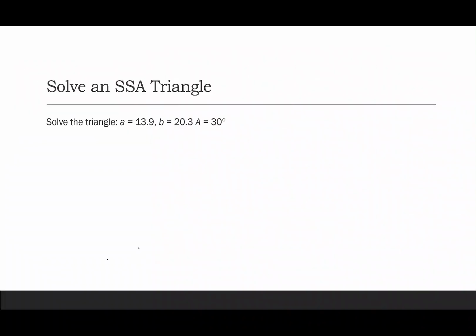Let's try another one with side-side-angle. This time I have a is 13.9, b is 20.3, and angle A is 30. We'll draw a quick sketch so we have some reference point, but these are never to scale. A is 30. It has a side of 13.9. B is unknown. It has a side of 20.3. C is also unknown, and we don't know the side length.